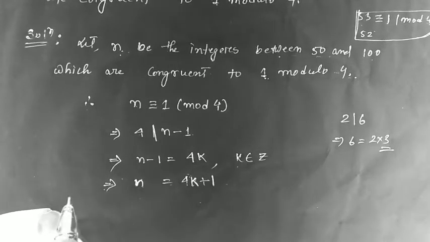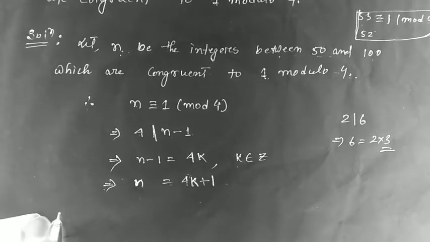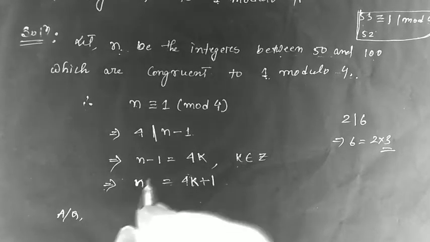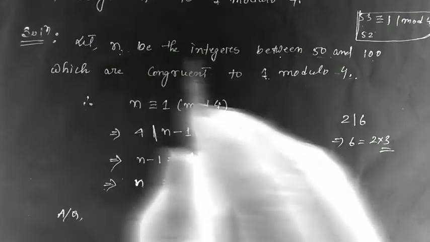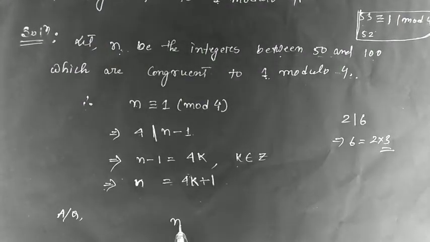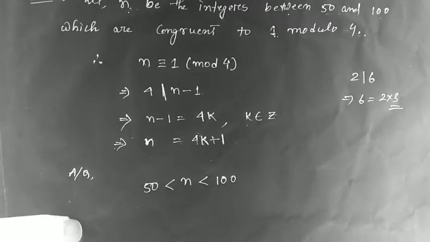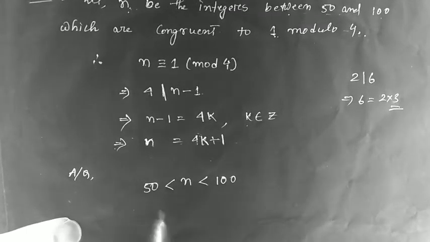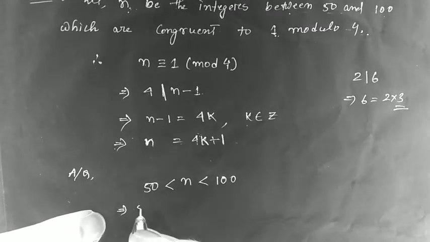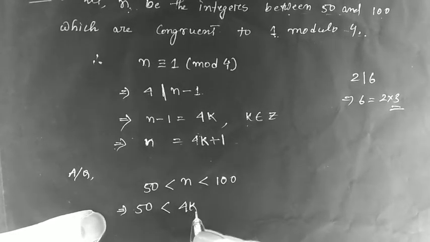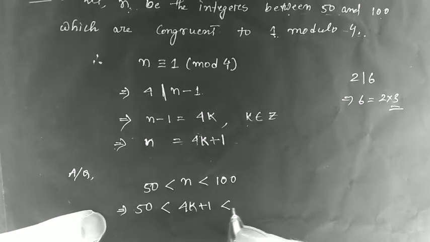So according to the question, n is between 50 and 100. How can we write it? 50 less than n less than 100. Here 50 remains the same, and n means 4k plus 1, less than 100.